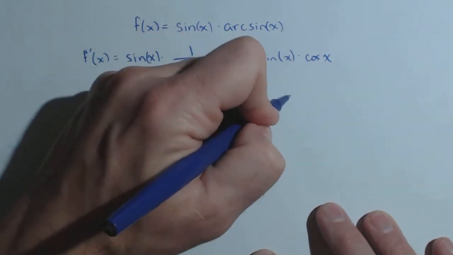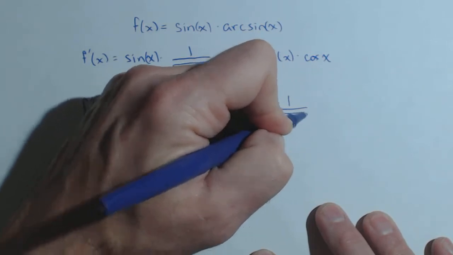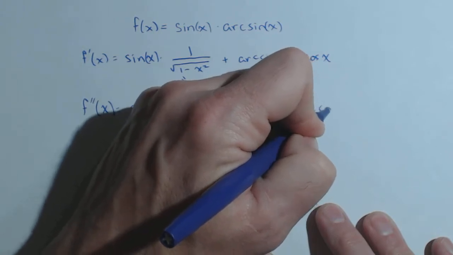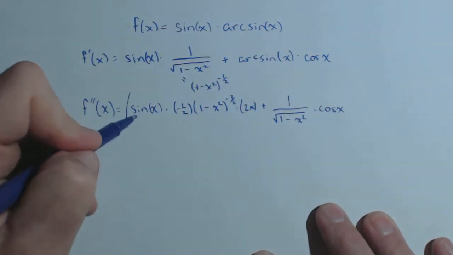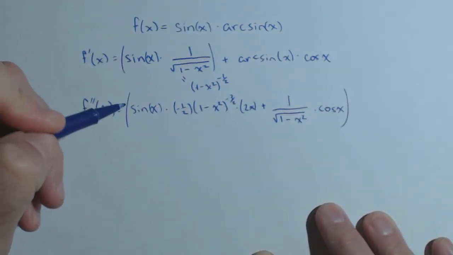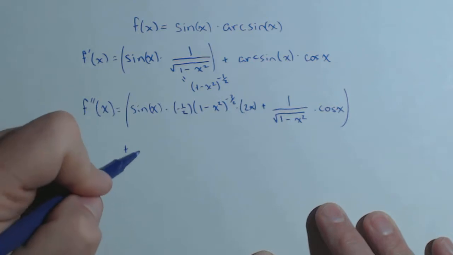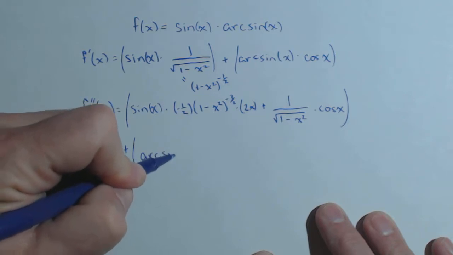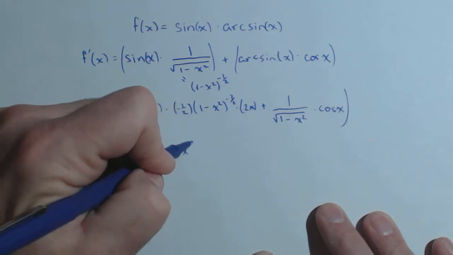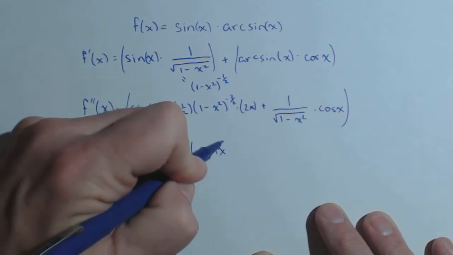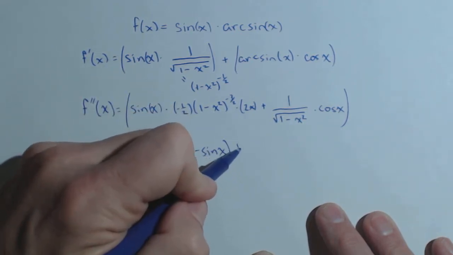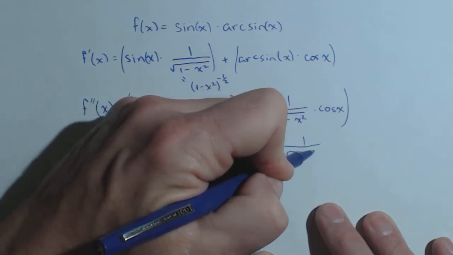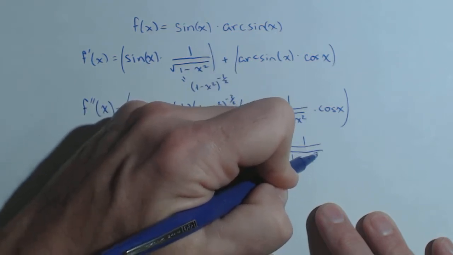So plus, now we're going to hold this part constant, 1 over square root of 1 minus x squared times the derivative of sine, which we know is cosine of x. So right there is the derivative of this piece. Plus, now the derivative of the second half, we're going to do the derivative of this guy here. Hold the arcsine of x constant times the derivative of cosine, which is negative sine of x. Plus, now we're going to hold the cosine of x constant times the derivative of 1 over square root of 1 minus x squared.